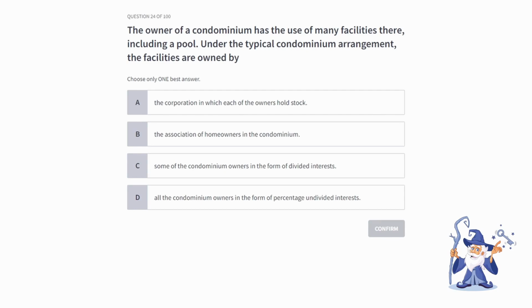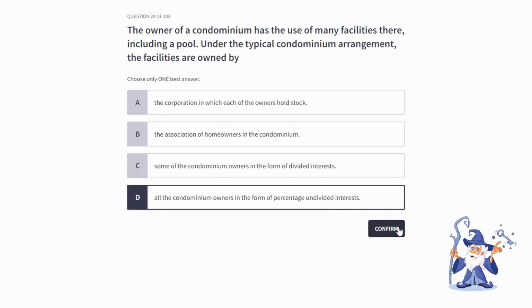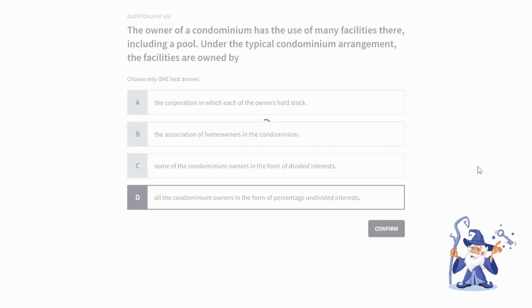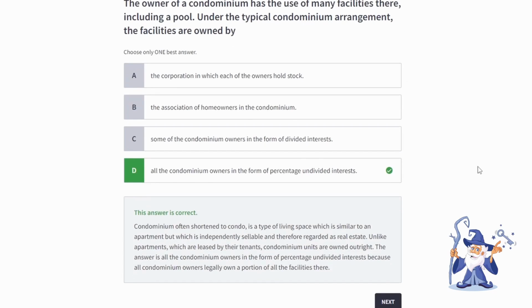Alrighty. So another condominium question. What is the answer for this one? Well, it's going to be D. It's all the condominium owners in the form of a percentage of undivided interest.